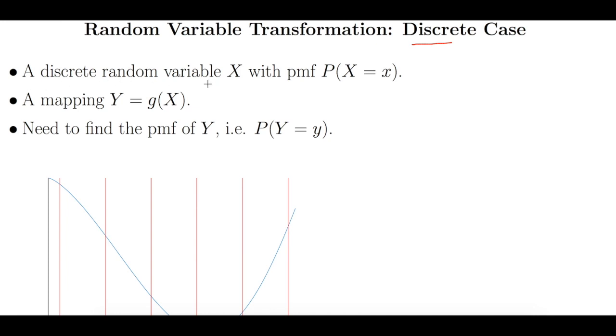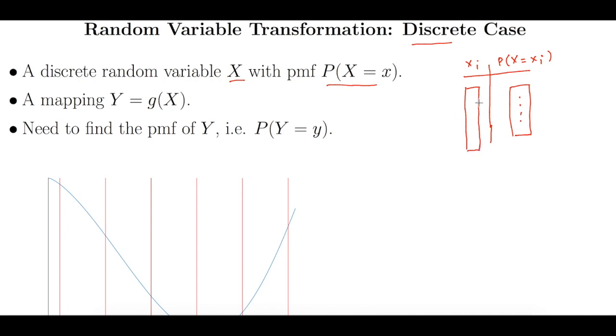We are given a discrete random variable x with a probability mass function, which means that we have a table of xi and p of x is equal to xi. So this kind of table we are given, and obviously this sums to 1. And this can be infinite values but countably infinite values. That is the definition of a discrete random variable.